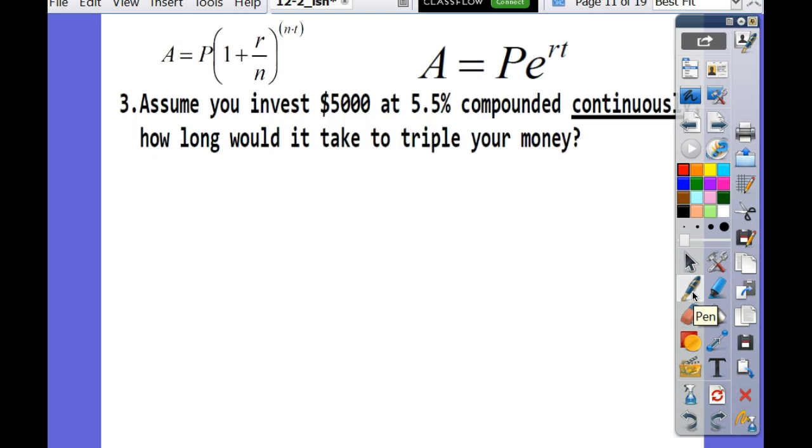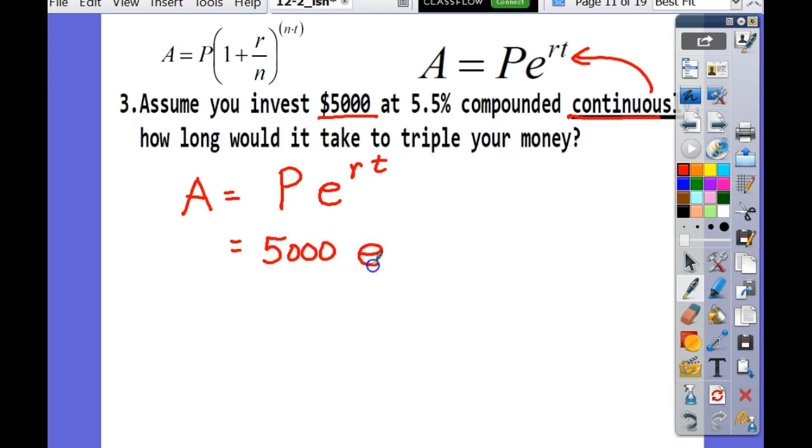Now, would you look at example 3? In example number 3, when you see the word continuous, you use what is called the PERT equation. P, e is this new special irrational number we learned about. And so in this problem, what is the P equal to? 5,000. I'm not there yet. This number right here is the P. What is the interest rate?